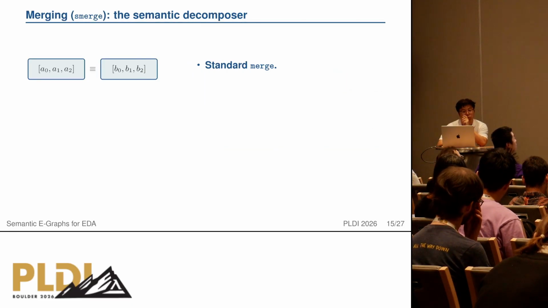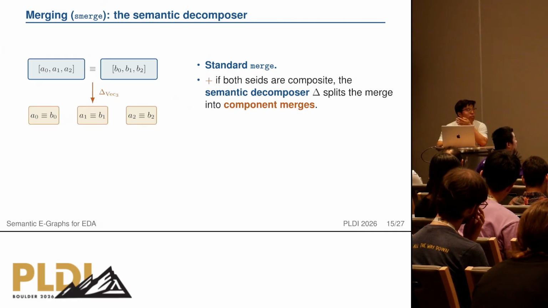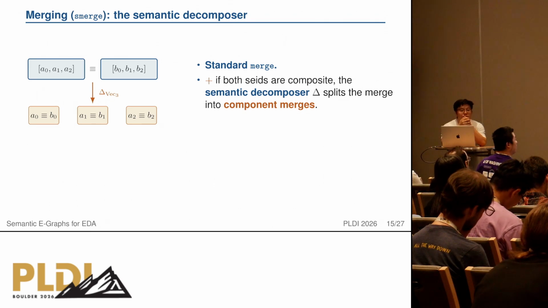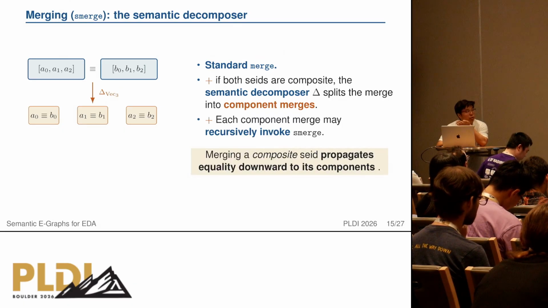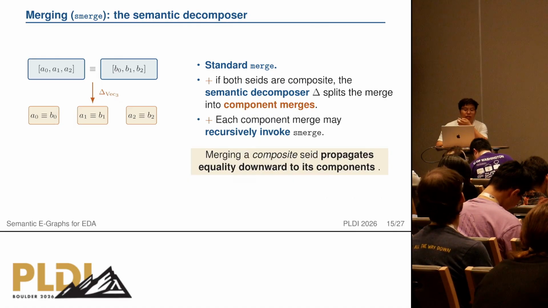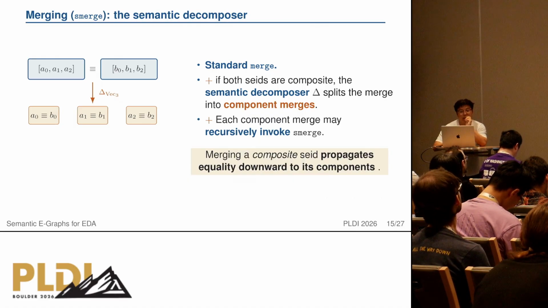And for merge, what we add is, if both SEIDs we have for the 2 E-classes are composite types, we can have a semantic decomposer to split the merge into component merges, and this can happen recursively. So basically, we're propagating the equality downwards to its components.